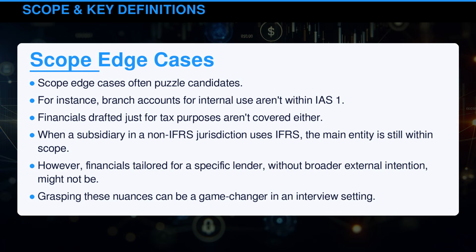Scope edge cases often puzzle candidates. For instance, branch accounts for internal use aren't within IAS 1. Financials drafted just for tax purposes aren't covered either. When a subsidiary in a non-international financial reporting standards jurisdiction uses international financial reporting standards, the main entity is still within scope. However, financials tailored for a specific lender, without broader external intention, might not be. Grasping these nuances can be a game changer in an interview setting.